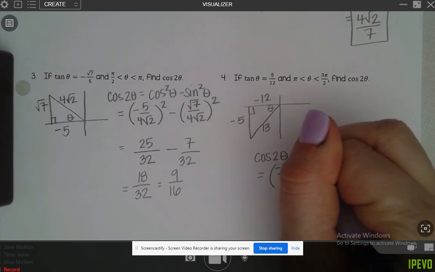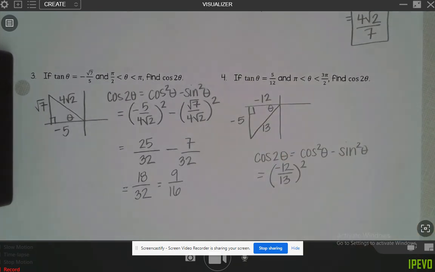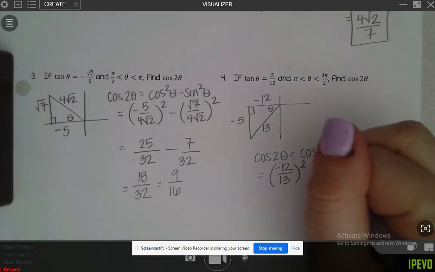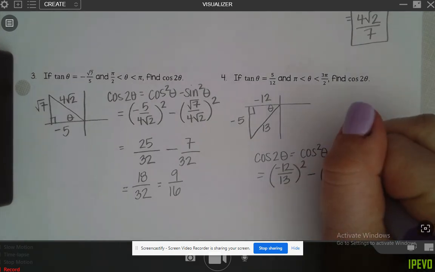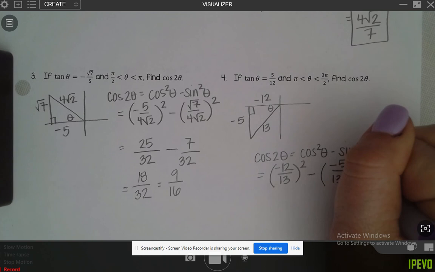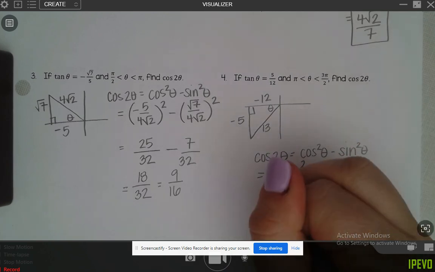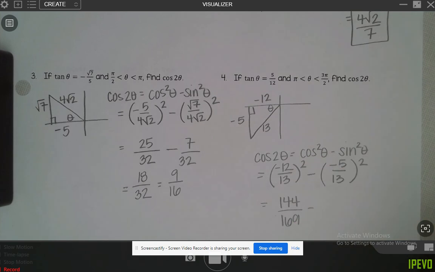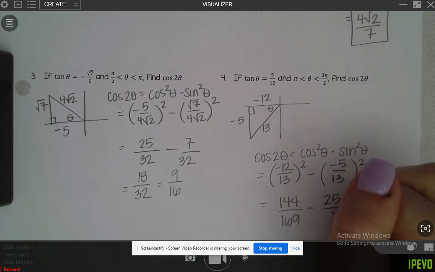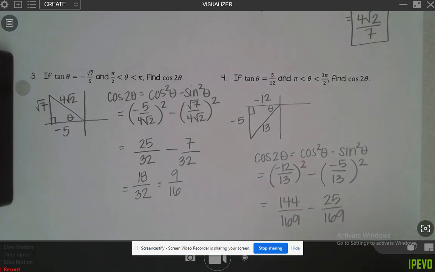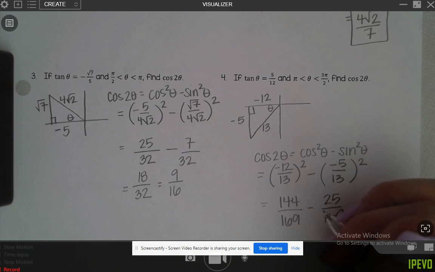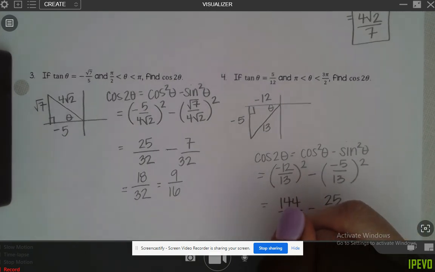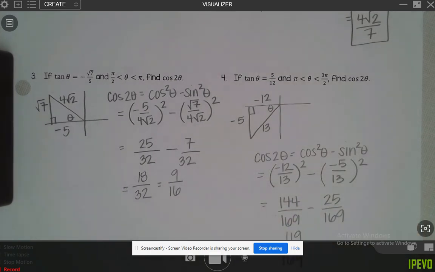Nope. Tangent's positive, so it can't be in the second quadrant. It has to be in the first or third. Yep. Any of them.